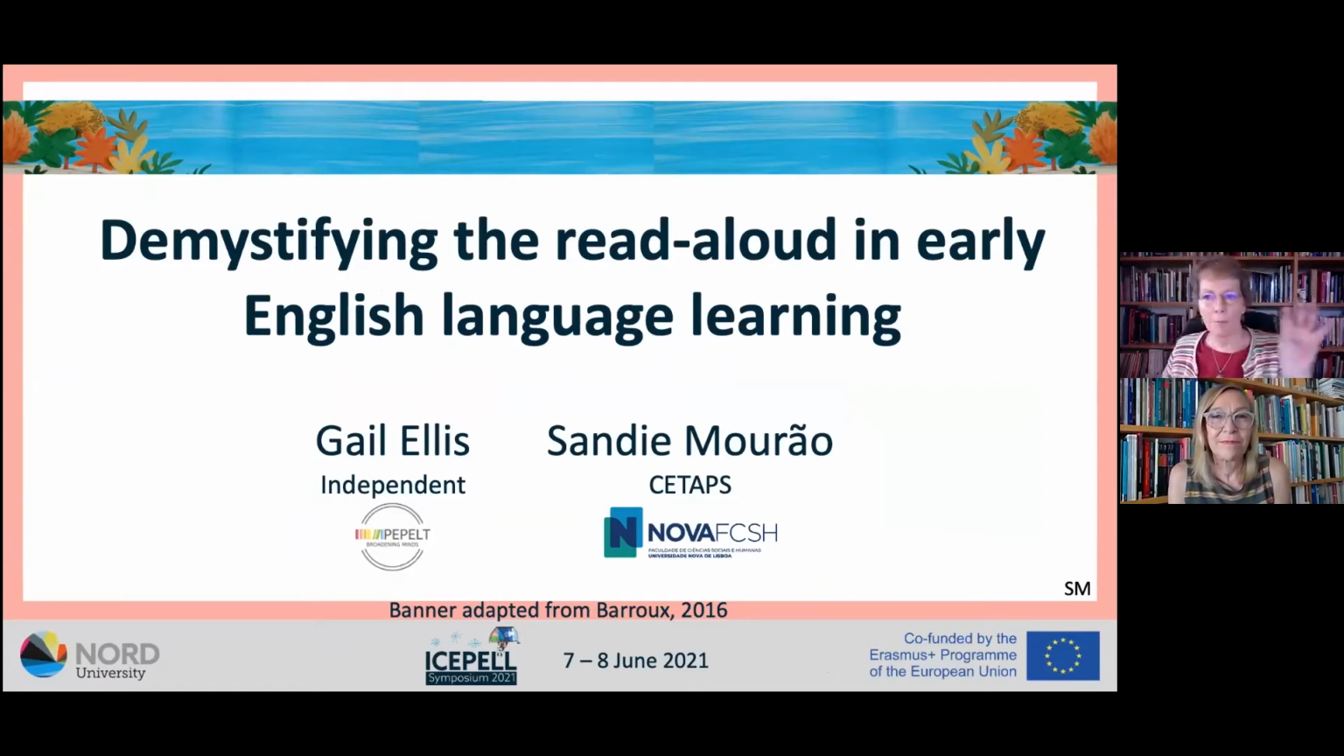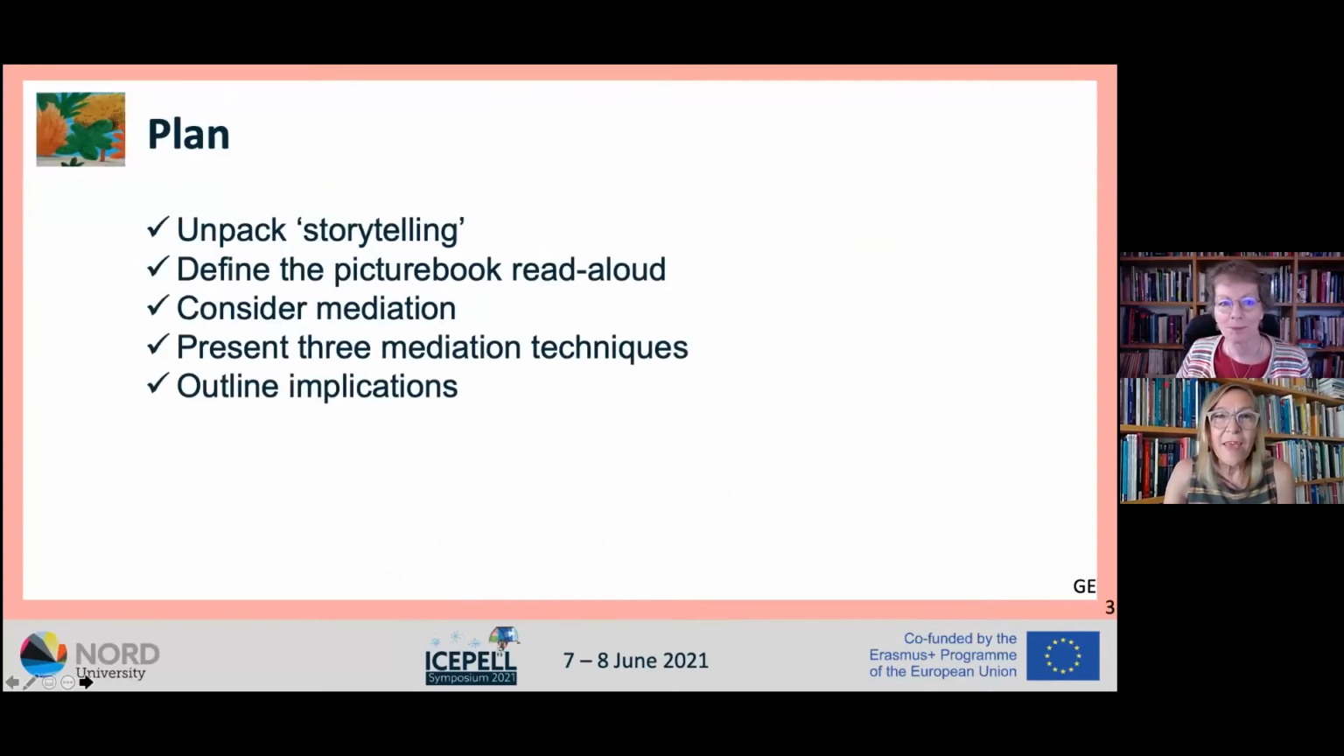And we have put a little banner across the top, which appears occasionally. This is taken from a picture book by Mourão, which we will be talking about later. So let's start. Okay, so this is what we would like to do during this talk.